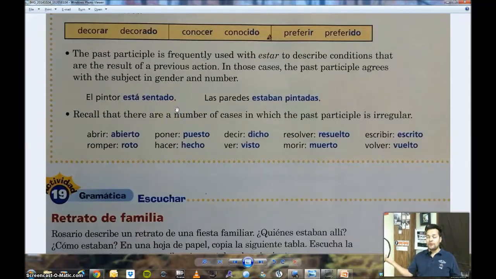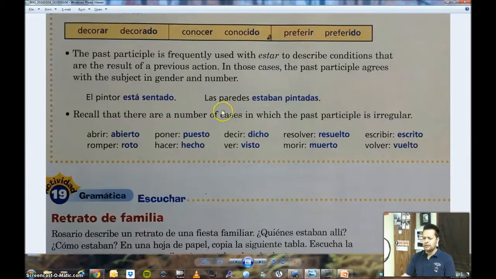What if it was a group of painters? What if it was los pintores? Then this is what you would have to say. Los pintores están sentados, with an S at the end of sentado, because again, you've got to line up your numbers and genders in Spanish.